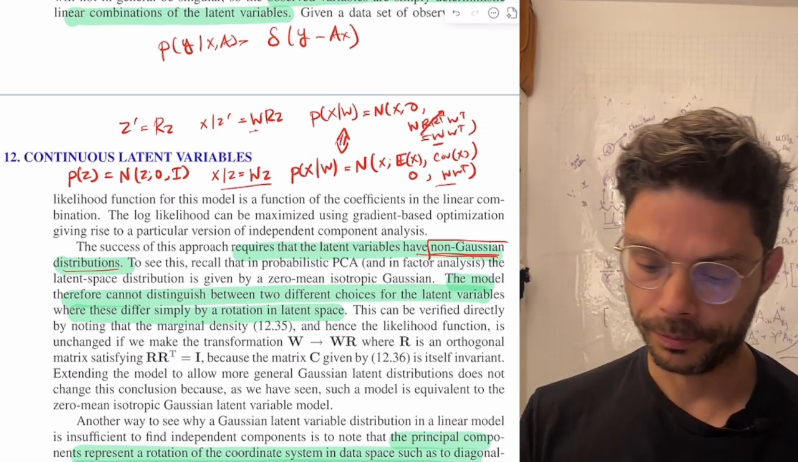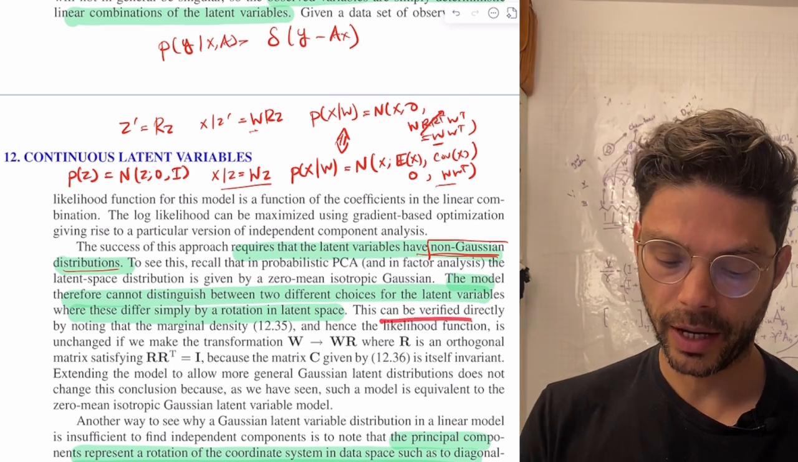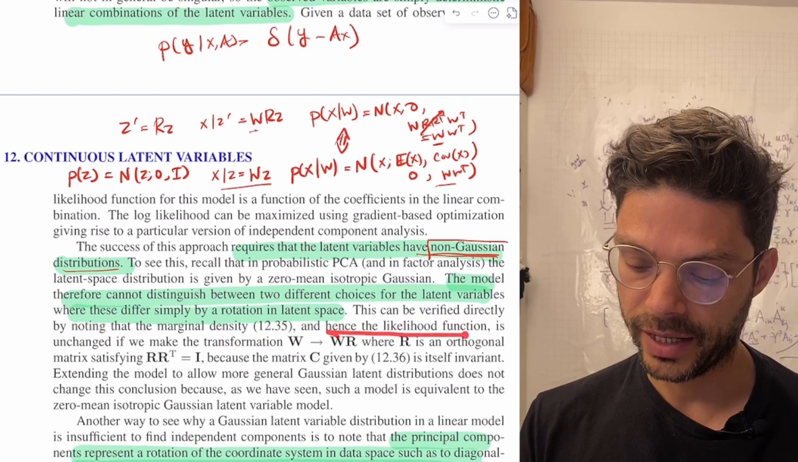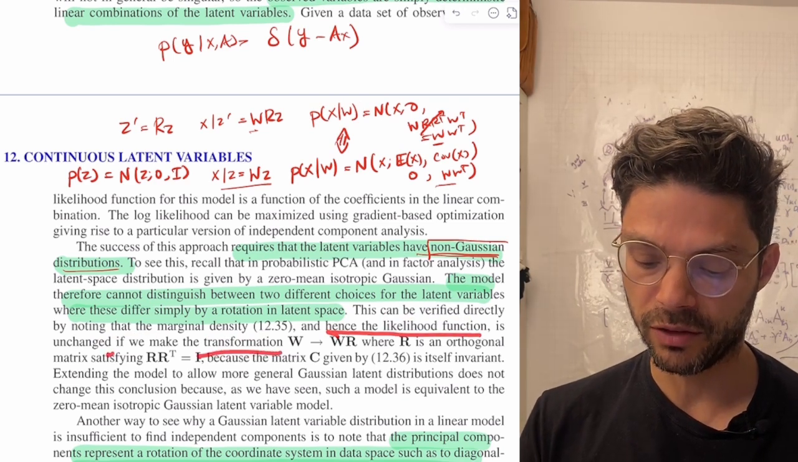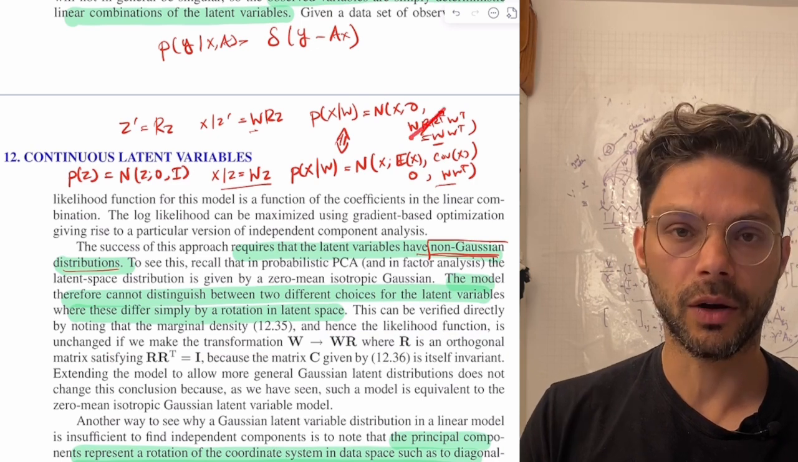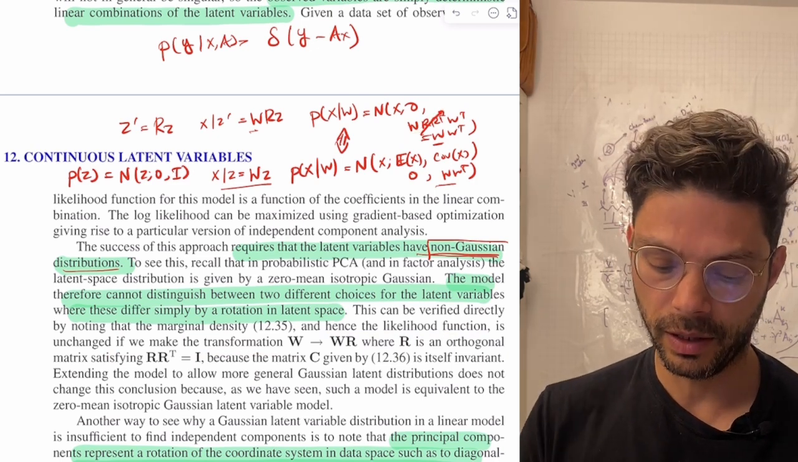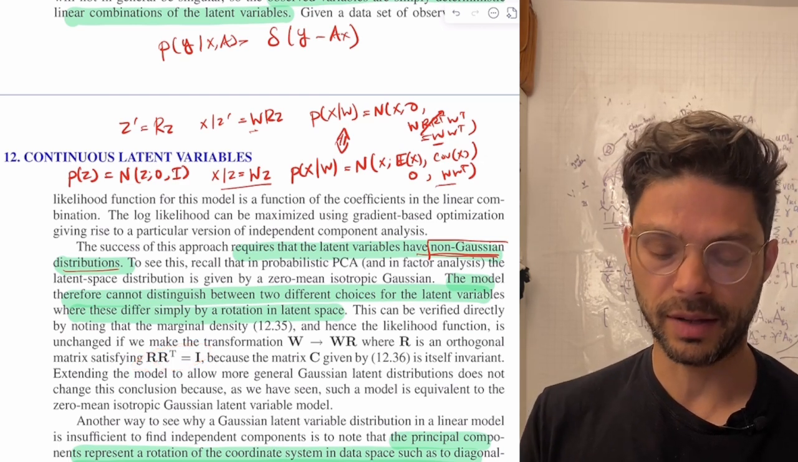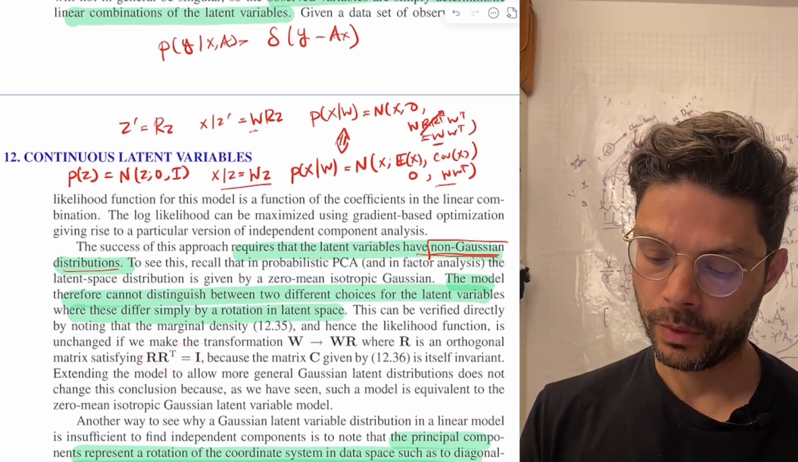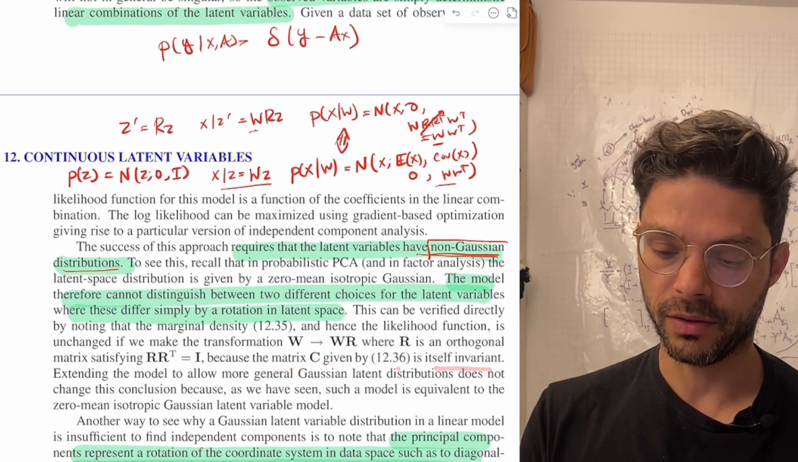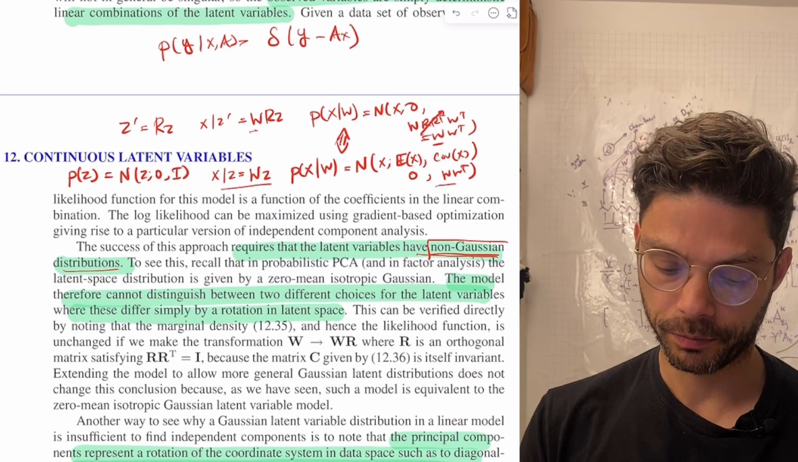All right. So this can be verified directly by noting the marginal densities. This was the thing that we care about. And hence the likelihood function is unchanged if we make the transformation W to W times R, right? Because the R's disappear, and the resulting covariance is exactly the same, because the matrix C given by 12.36 is itself invariant. So that was this W W transpose.